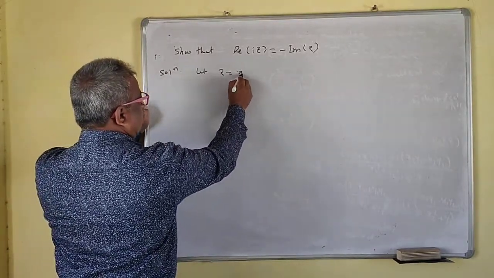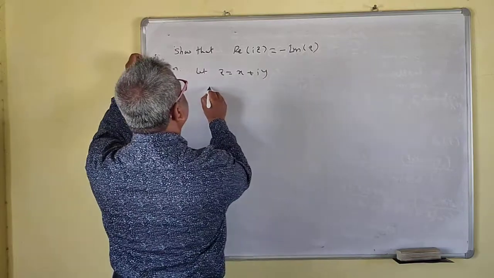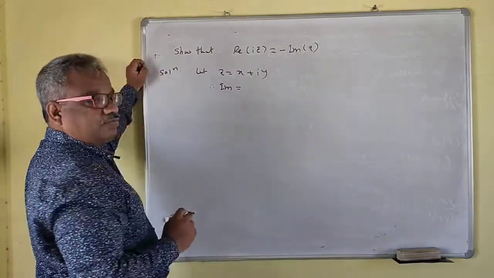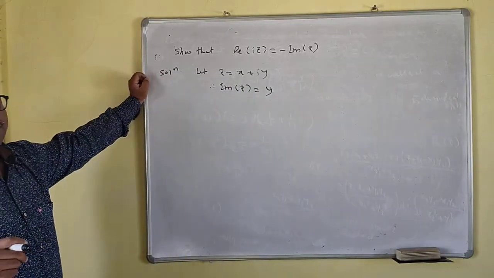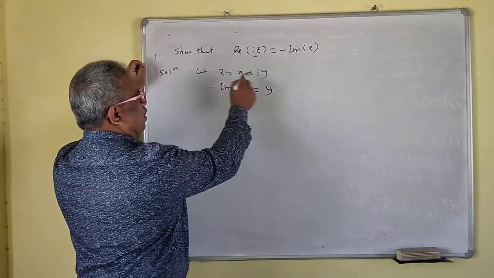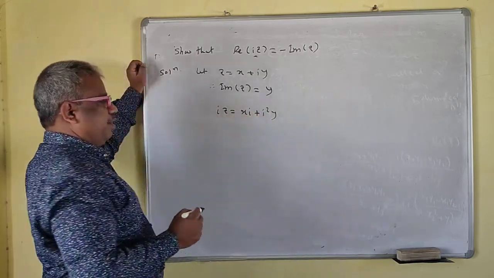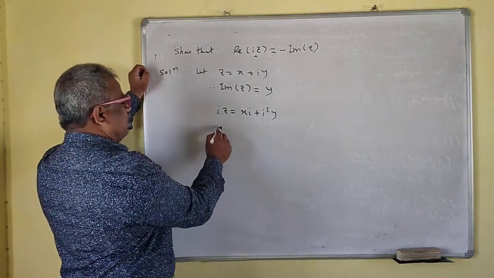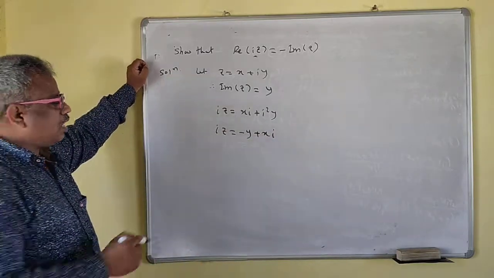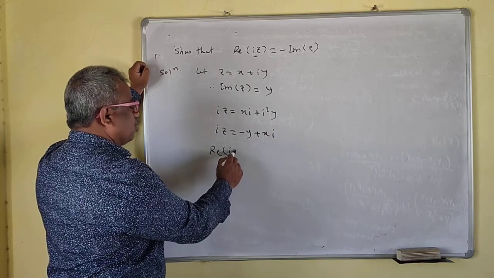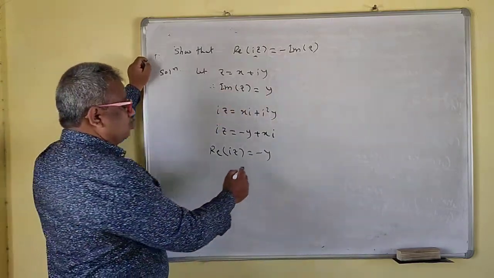Let z be equal to x plus iy. Therefore the imaginary part of z is equal to y. I want iz, so I multiply by i now. iz is equal to xi plus i square y, and i square is minus 1, so I can write minus y plus xi now. So the real part of iz is equal to minus y. But what is y? y is the imaginary part of z. So I can write this as what?